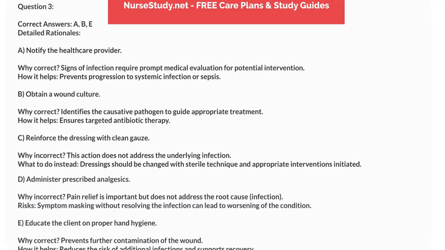E. Educate the client on proper hand hygiene. Why correct? Prevents further contamination of the wound. How it helps: reduces the risk of additional infections and supports recovery.